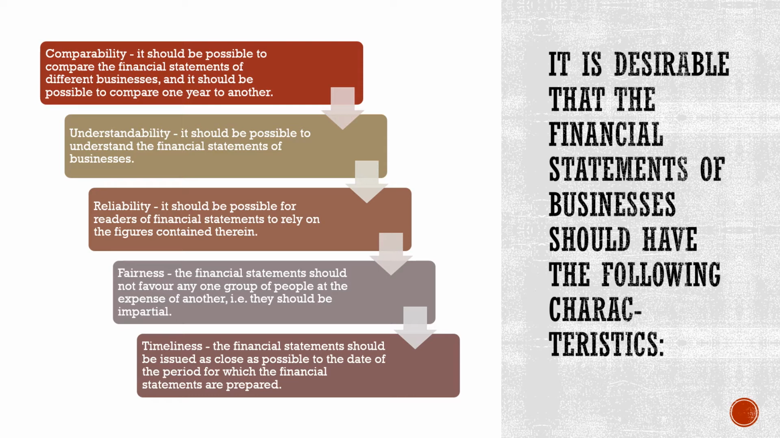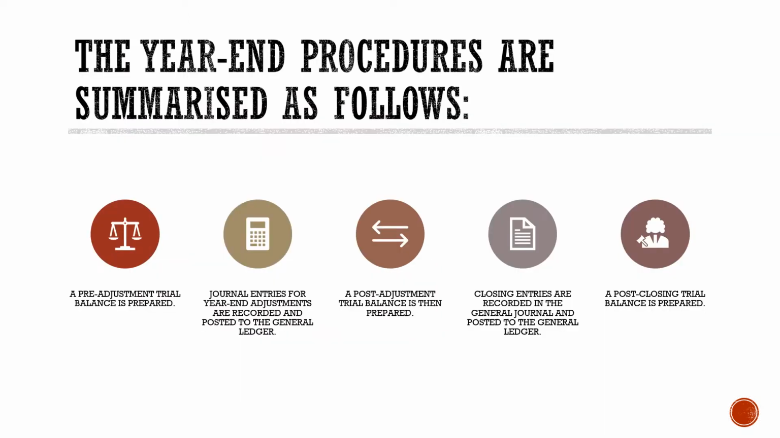Fairness. The financial statement should not favor any one group of people at the expense of another. For example, they should be impartial. Timeliness. The financial statement should be issued as close as possible to the date of the period for which the financial statements are prepared. The year-end procedures are summarized as follows.